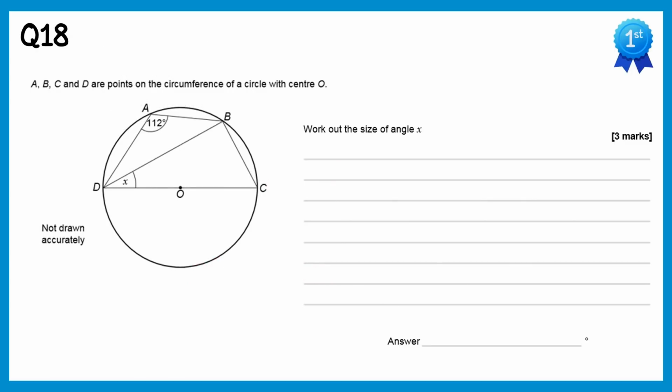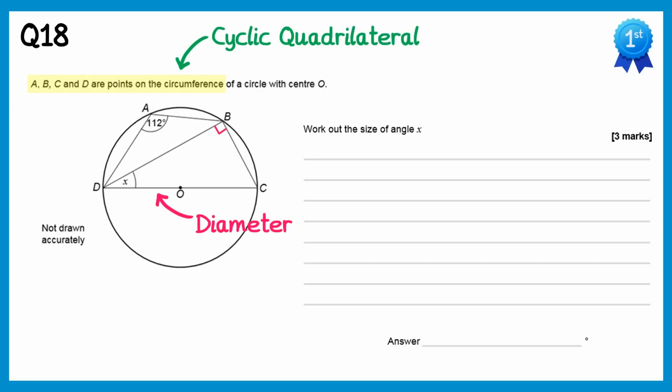The first thing to notice in this question is that the line DC is a diameter because it goes through the centre. This means that angle DBC is 90 degrees, since it's an angle in a semicircle. If we then look at the question, we're told that A, B, C and D are on the circumference. This means they form a cyclic quadrilateral.